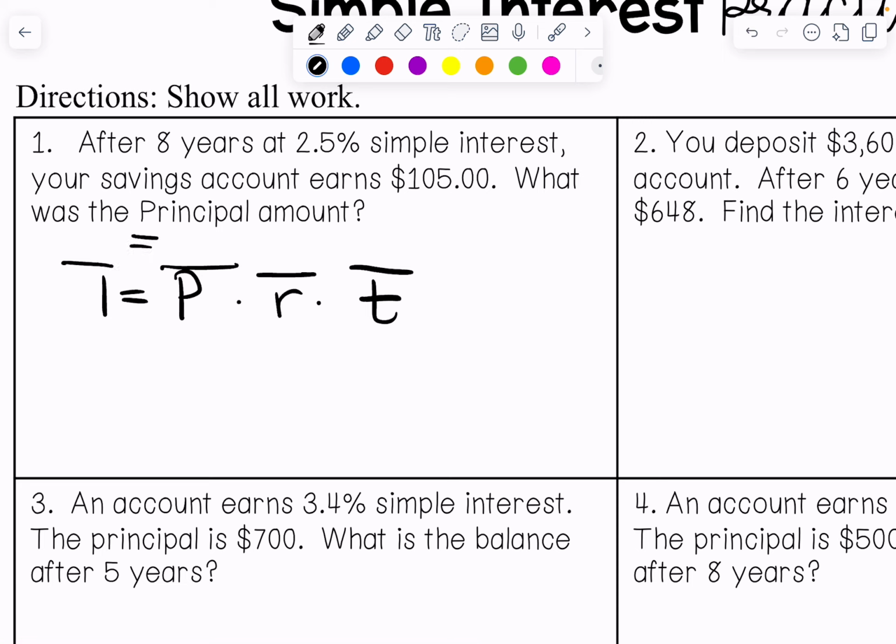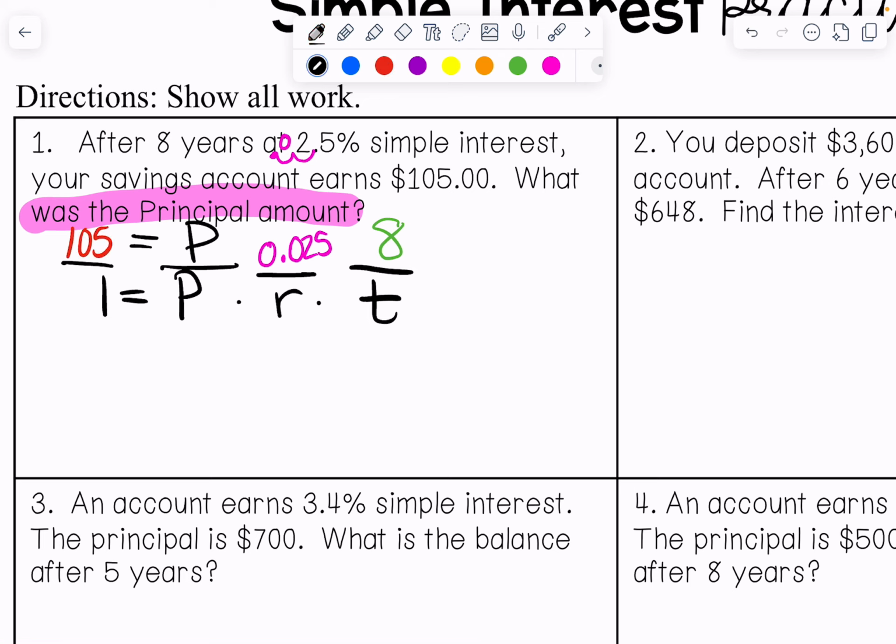Now on this one, I can see right away my question is asking what was the principal. So that means that I don't know the principal, so that's going to be my variable. After 8 years, so I have the time, at 2.5% simple interest. Now this is a little tricky. Even though there's a decimal in that percentage, it's not in its decimal form. So we need to move our decimal over twice. So this is actually 0.025. And then I know that my account earned $105, so that is my interest.